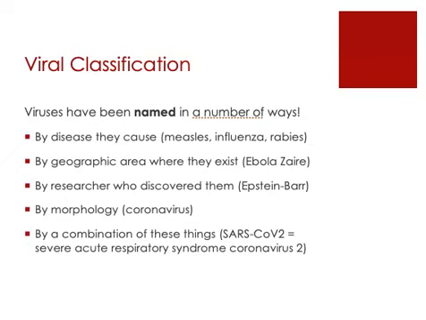Researchers who saw the coronavirus under the microscope thought that the spike proteins that surrounded the virus made it look like a crown, and the word corona translates as crown. And of course, there are some viruses that are named using a combination of all these things, and a good example of that is the pandemic SARS-CoV-2 virus. Severe acute respiratory syndrome, the disease it causes. Coronavirus, crown shape, number 2.